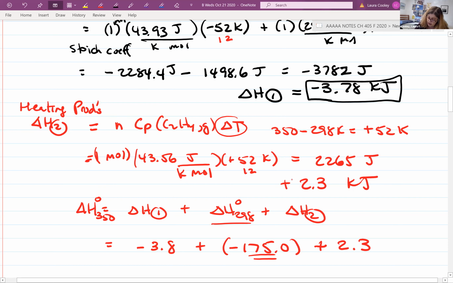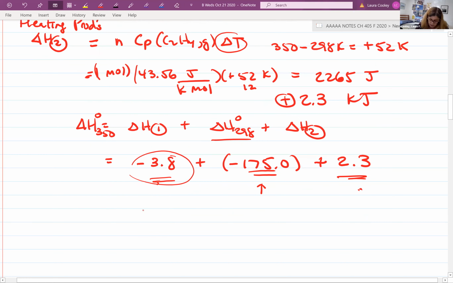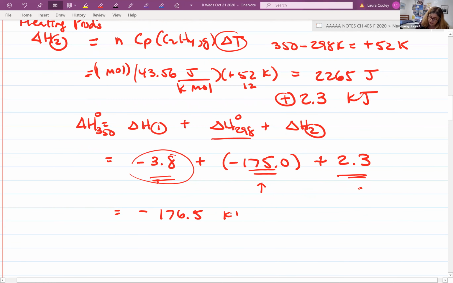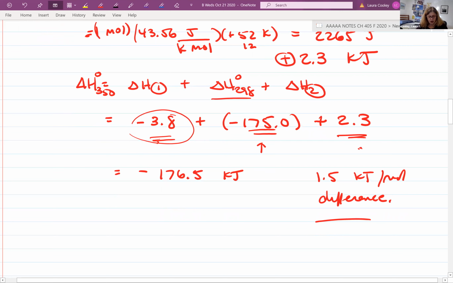So it's important to keep track of the signs here. But you could see that this is not going to be all that different from what it is at 298, because the energy released in cooling these and the energy required in heating the products, it's not all that different. It's different, but it ends up making this be negative 176.5. So there is a 1.5 kilojoule per mole difference. Okay, which is not earth shattering. So it's a lot of work for 1.5 kilojoules, but that's how you do it.